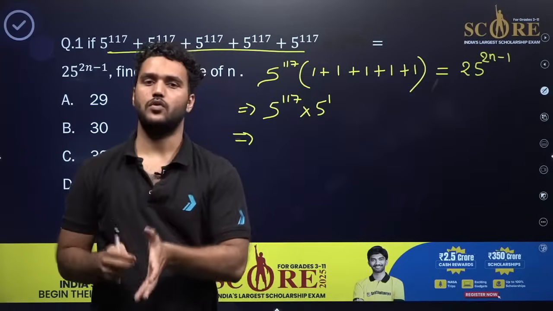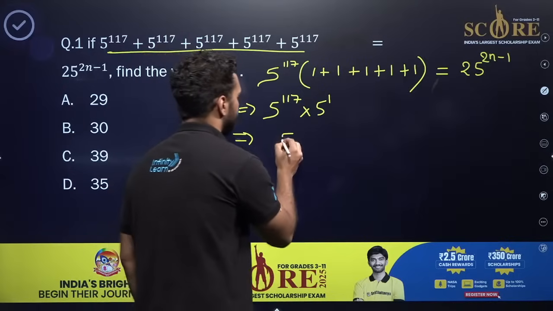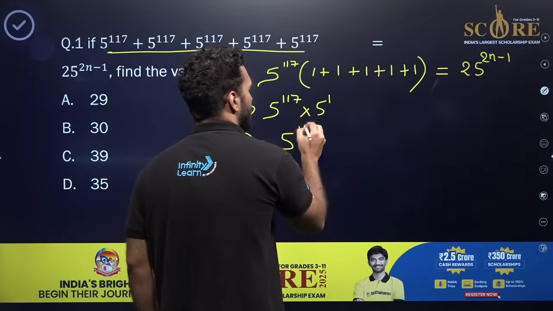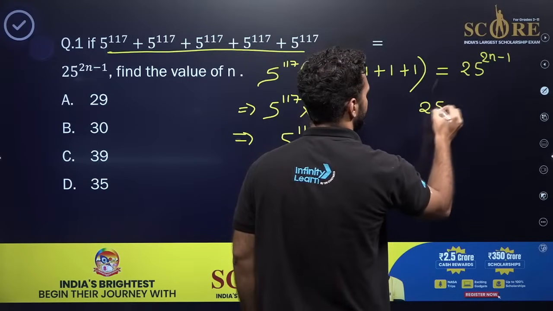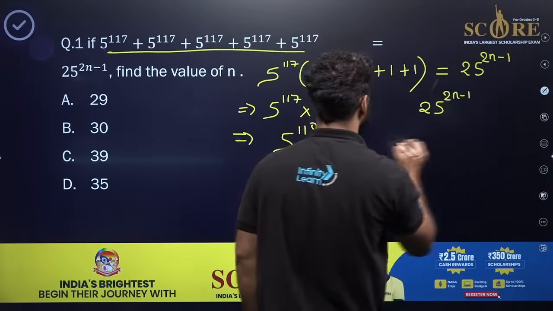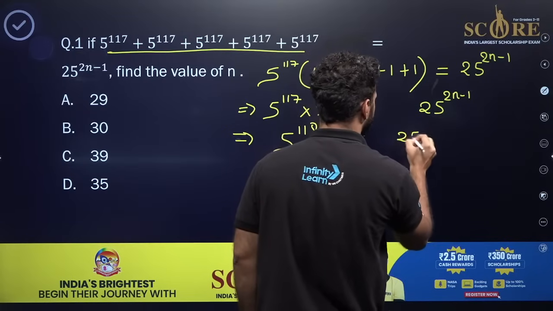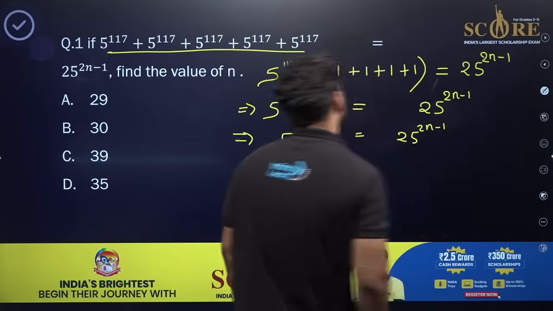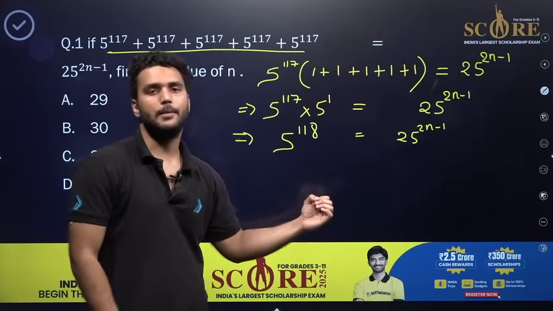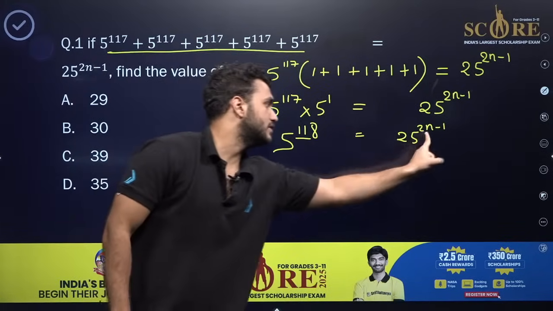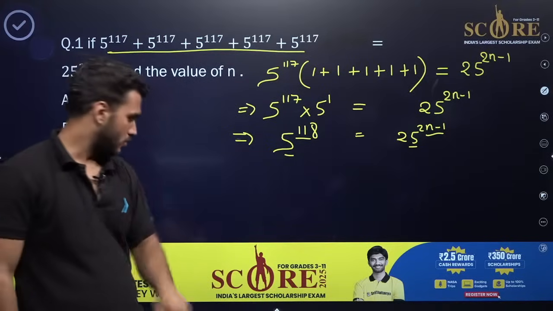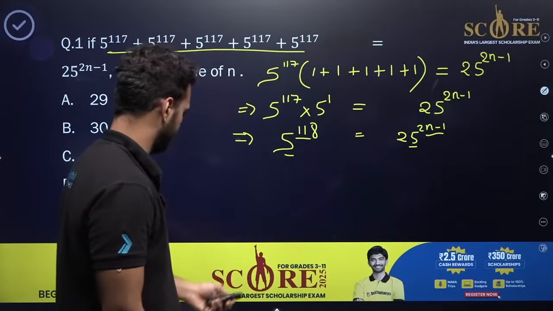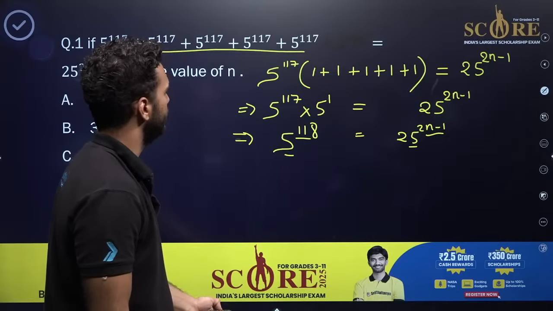Now using the rule, what will I get here? Sir, 5 to the power 118 is equal to 25 to the power 2n minus 1. Now still I cannot compare this quantity with this quantity. Why? Because the base is not the same. Now one more rule we should know.